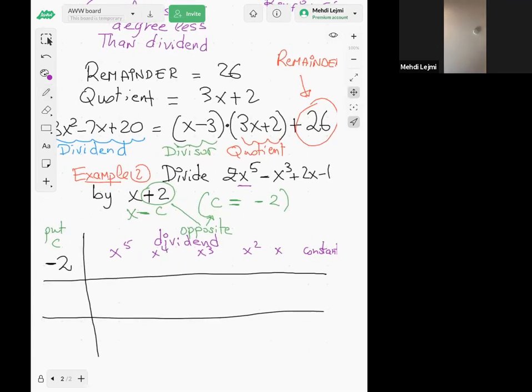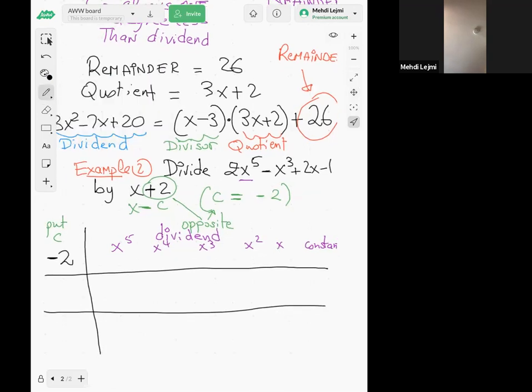Right. Now, how many x power 5 do you have? We have 2 x power 5, so here I'm gonna put 2. How many x fourth? Well, there's no x power 4, right? So we're gonna put 0. If you don't have some power, guys, you have to put 0. You don't skip the power. So I don't have x power 4, so I have to put 0. Don't skip if there is a power missing. You have to put 0. So be careful here.